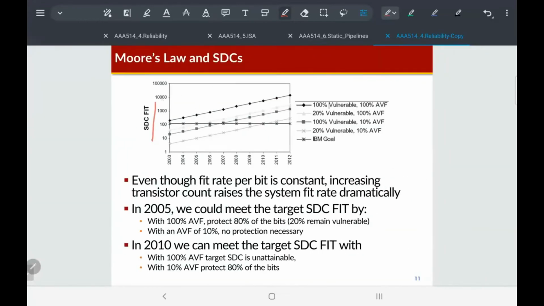You can say that the semiconductor advances over time, and this is the graph. This is the IBM goal, so there's a goal by IBM. Then you can see that.